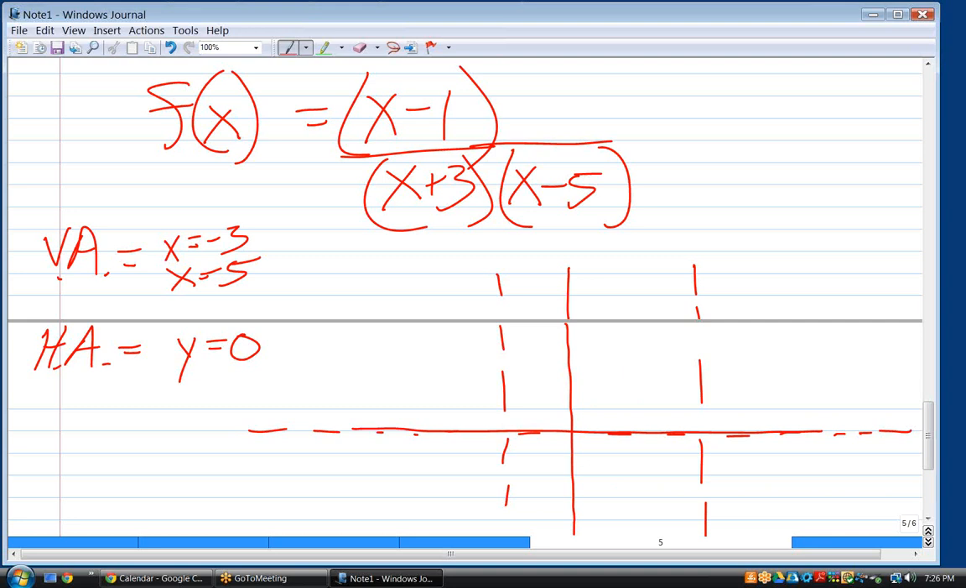What else do they want besides to graph it? X and Y intercept. Okay. What is the y-intercept? That's the easiest one to figure out, because all we have to do is substitute 0 for x. So what's the y-intercept? 1/15. Okay, so our graph goes through that point right there, 0, 1/15.